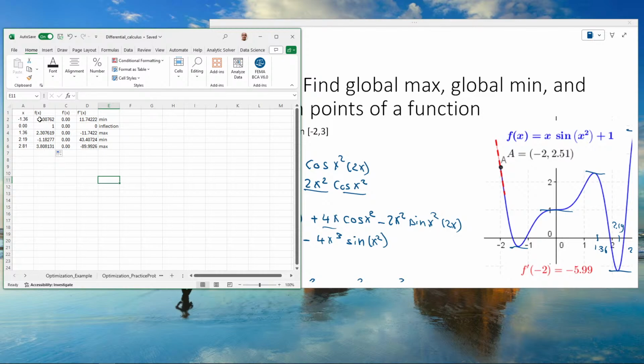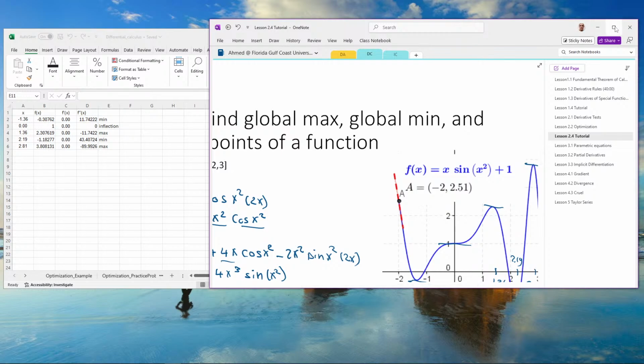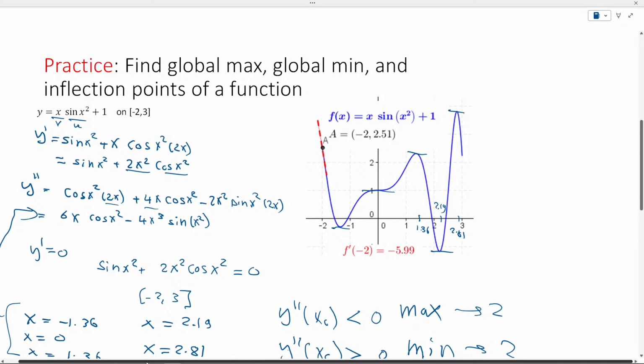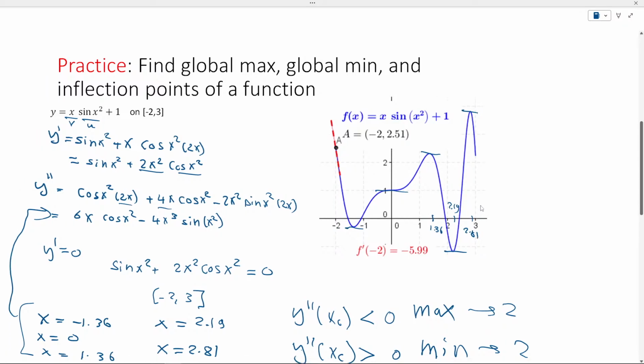But why am I evaluating this? I'm evaluating this because you should read the question carefully. Read what it's asking you to do. It's asking what is the maximum and the minimum in this interval.